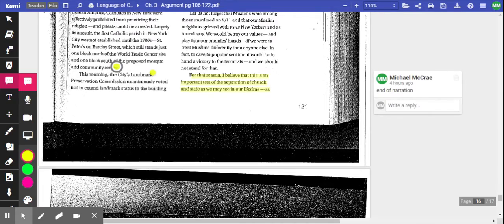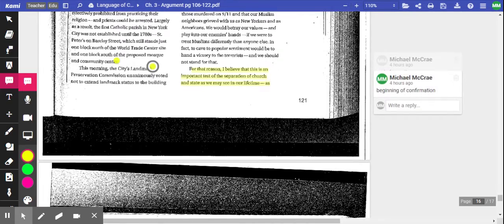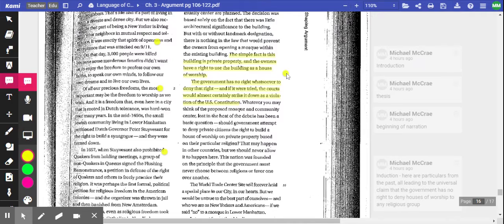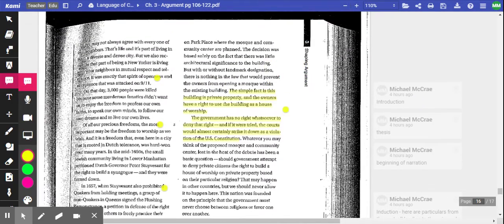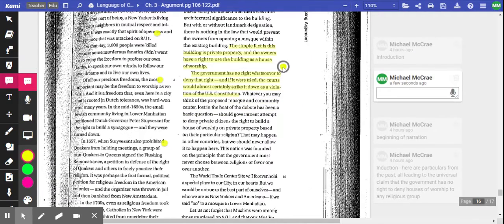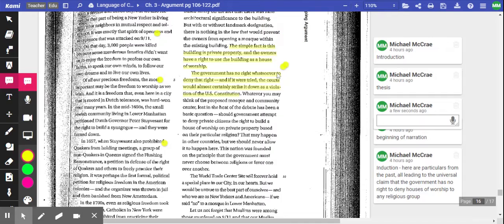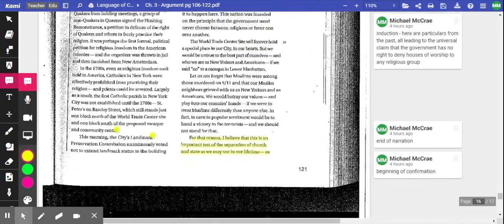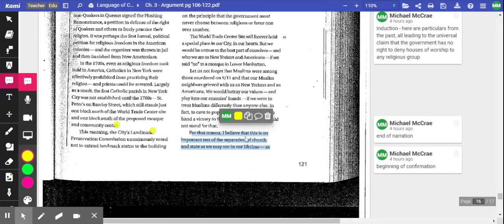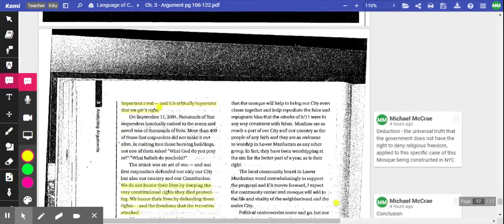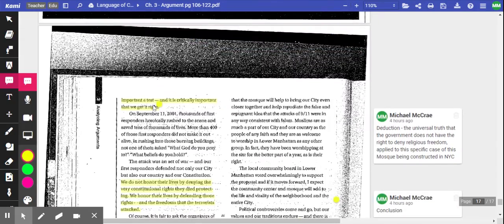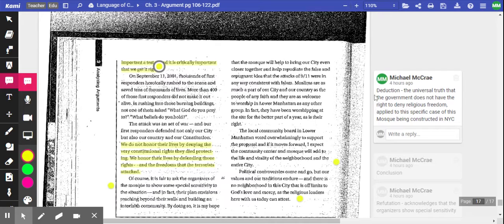Okay, here we see the end of narration, beginning of the confirmation section. If we scroll up a little more, we see this is their thesis. I think this I just highlighted. Okay, deduction: the universal truth that the government does not have the right to deny religious freedom, applied to this specific case of the mosque being constructed in NYC.